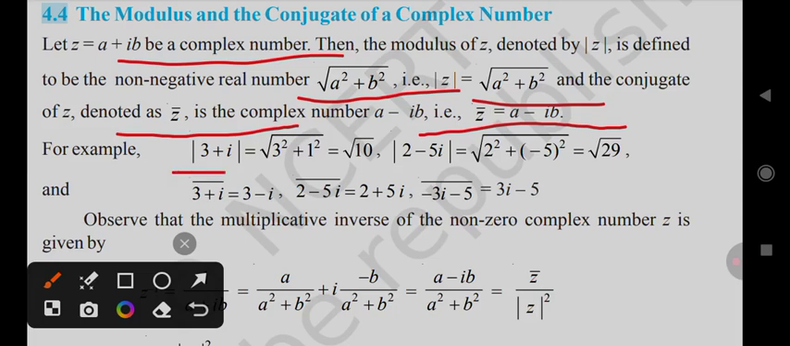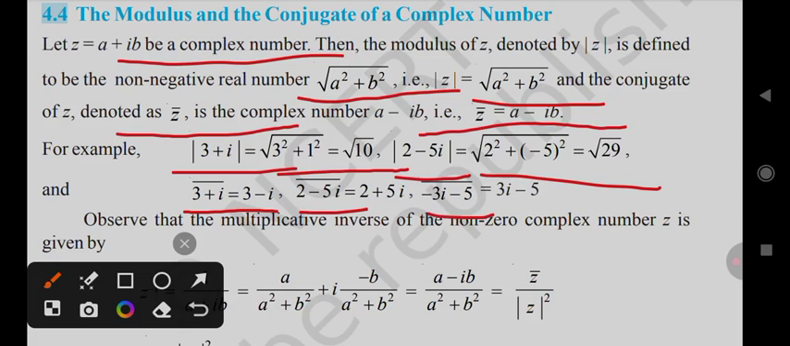For example, |3 + i| = root of 3 square plus 1 square = root of 10, and |2 - 5i| = root of 2 square plus (-5) whole square = root of 29. The conjugate of 3 + i is 3 - i, the conjugate of 2 - 5i is 2 + 5i, and the conjugate of 3i - 5 is -3i - 5.